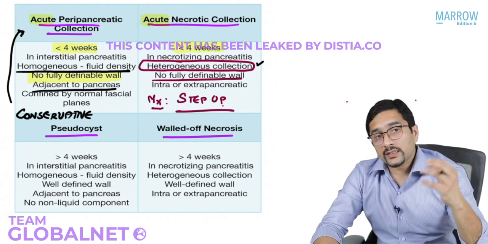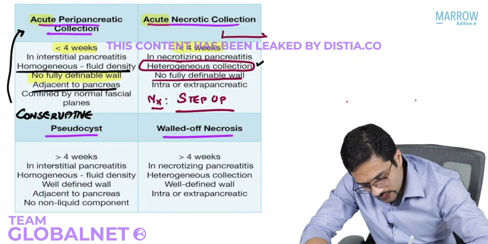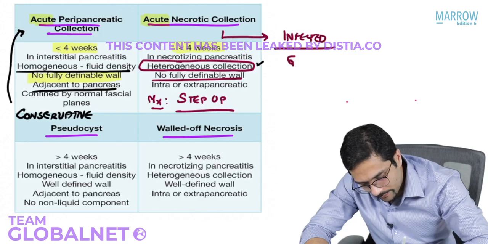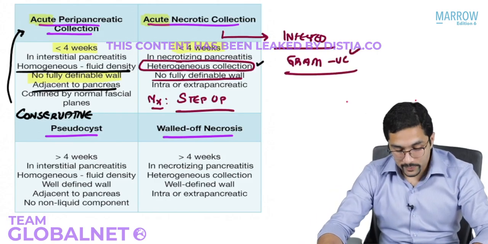And I've told you that this also carries a very high mortality. Also, this necrotic collection, if it is infected, is usually a gram negative infection, and E. coli and Klebsiella are the major culprits.